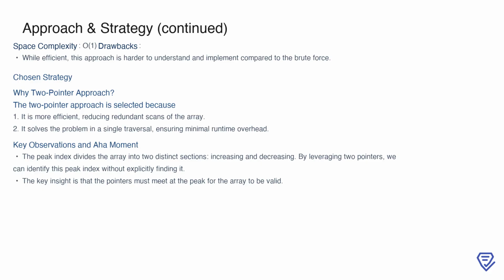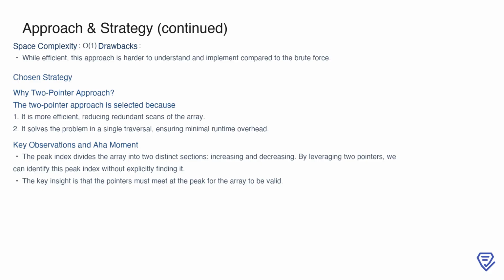However, it does have a drawback in that it can be slightly harder to understand and implement compared to the brute force method, especially for those new to the concept. Despite this, the two-pointer approach is the chosen strategy due to its efficiency and elegance. By avoiding redundant scans and solving the problem in a single traversal, it minimizes runtime overhead.